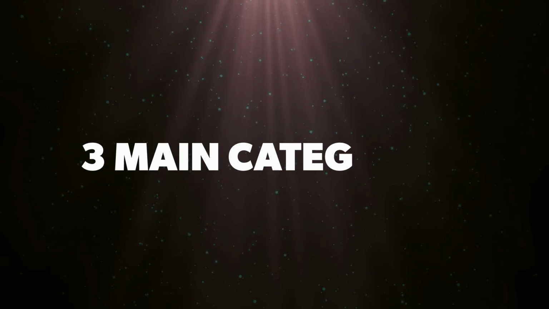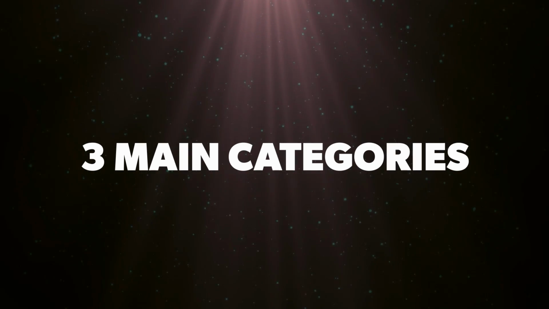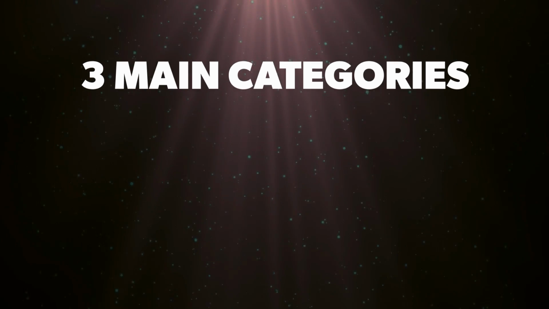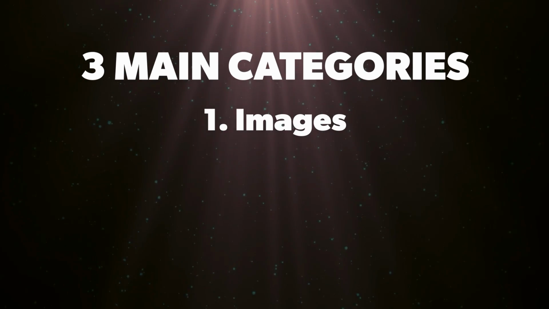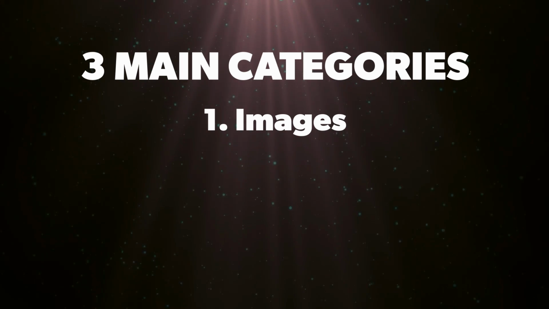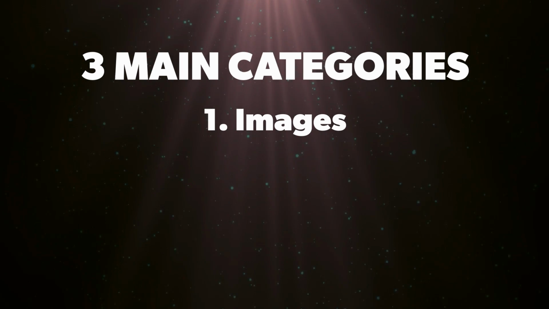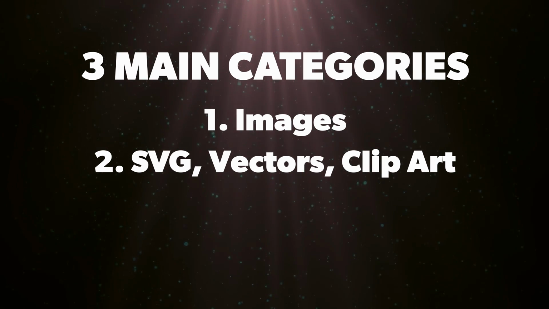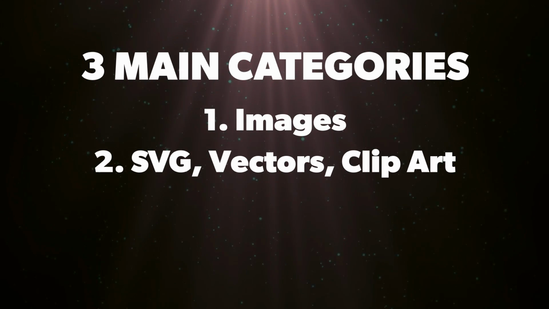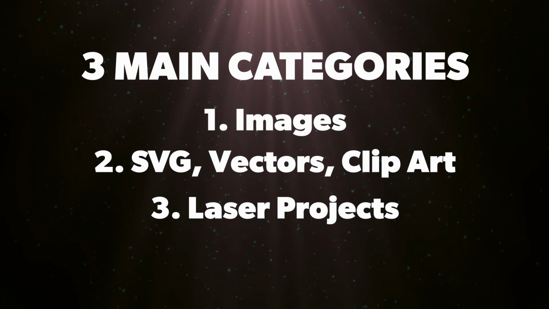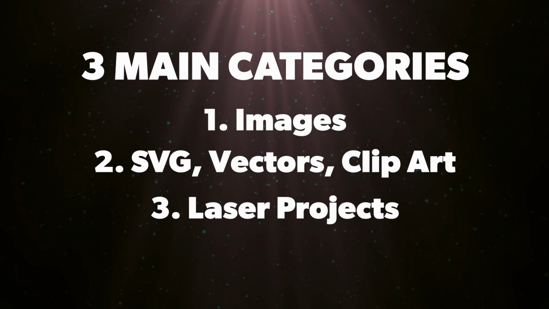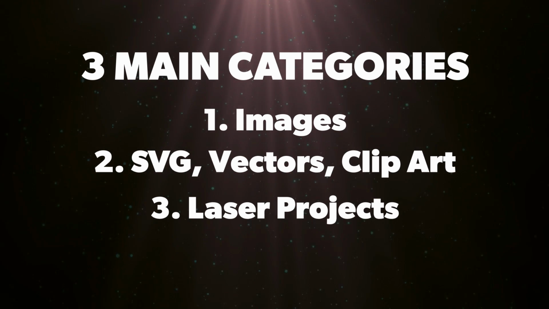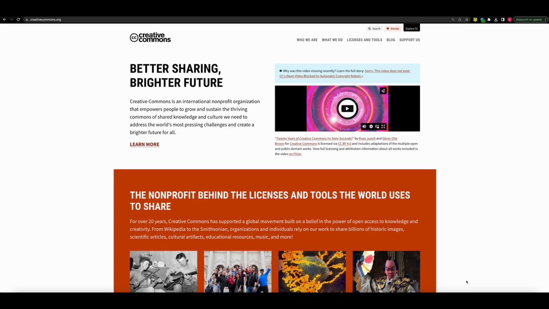Okay, so we're going to break this down into 3 categories, and the first category that we're going to have a look at is images, which is more like your photos and those sorts of things. Then we're going to move into your SVG and your clip art and vector type files. And then finally, we'll look at the laser projects themselves. There's quite a few of those that we're going to have a look at, so bear with me. It's really important to go through some of this information with you, so you have a better understanding of what you can or can't use.